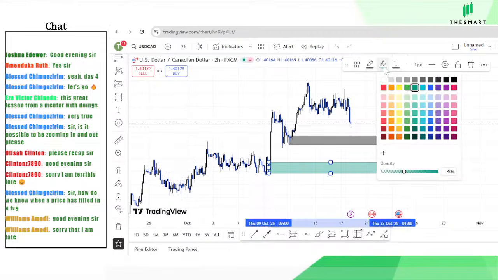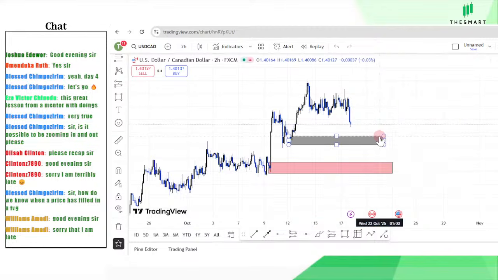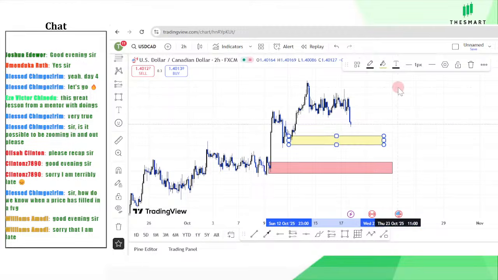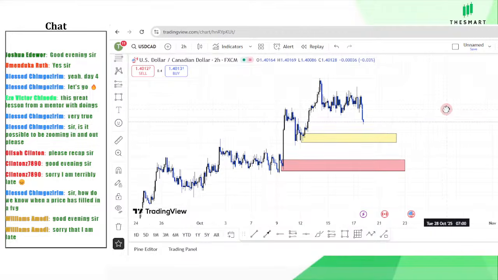And make this red. Maybe make this yellow. Okay. So looking at this setup, let me put everything intact.